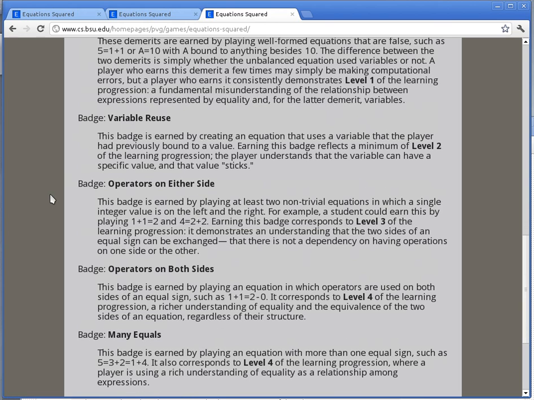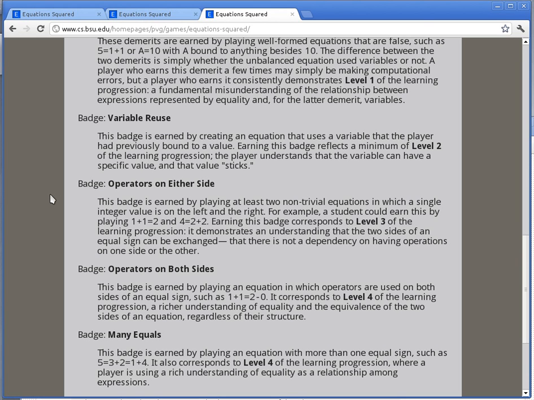The badges, on the other hand, correspond to higher levels of the progression. For example, the variable reuse badge is earned when you use a variable more than once, that is, in more than one equation. In order for a player to be able to do this, they must understand that both equations have to be satisfied, and so therefore the value sticks to the variable in this case.